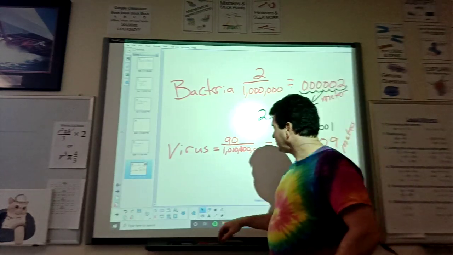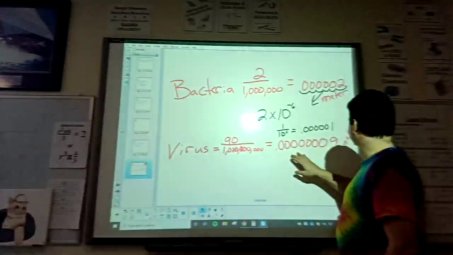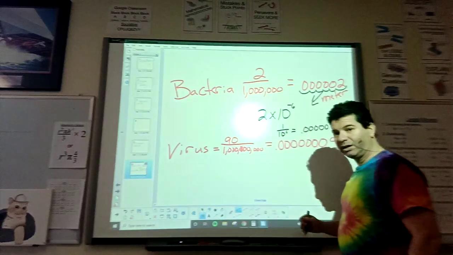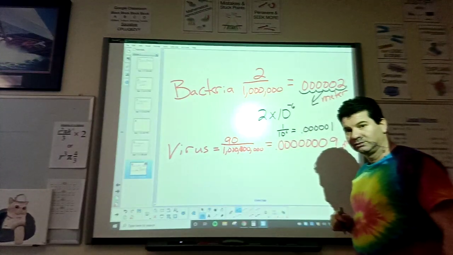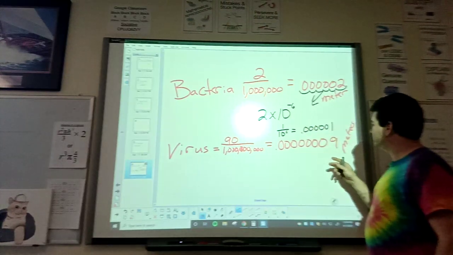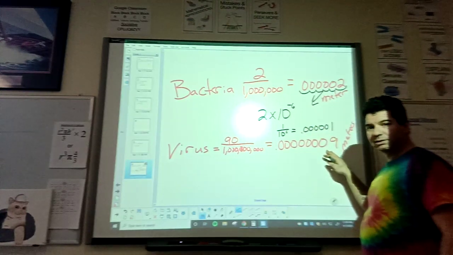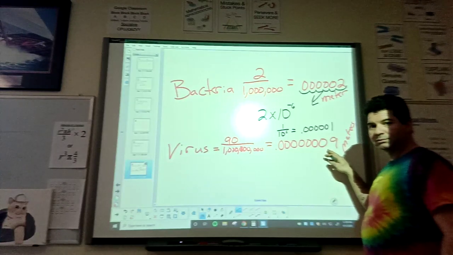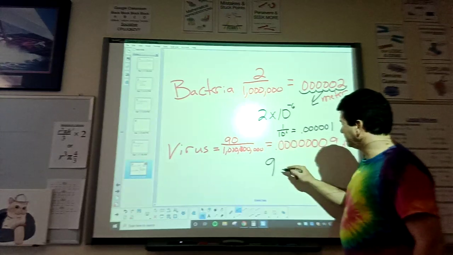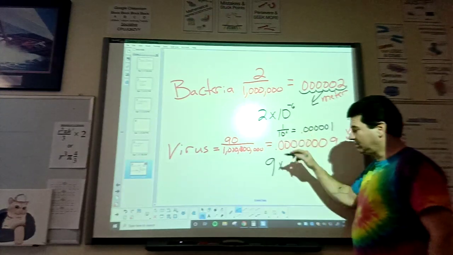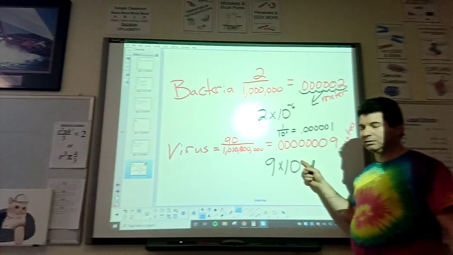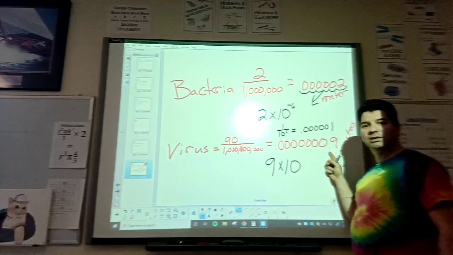All right. So how would we turn this into scientific notation? Think about that for a second. Remember what we did here. What would make sense for turning this into scientific notation? Let's start with that 9. Now we've got times what? Times that 10. Now think about what that exponent's going to be. Look at this. What's that exponent?